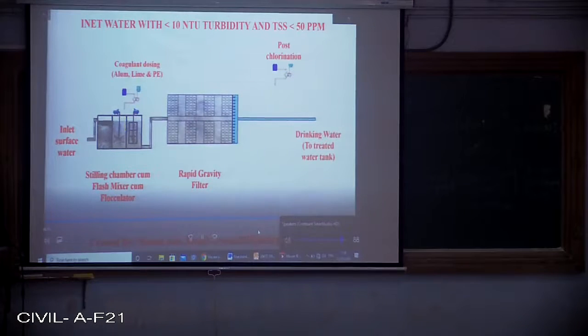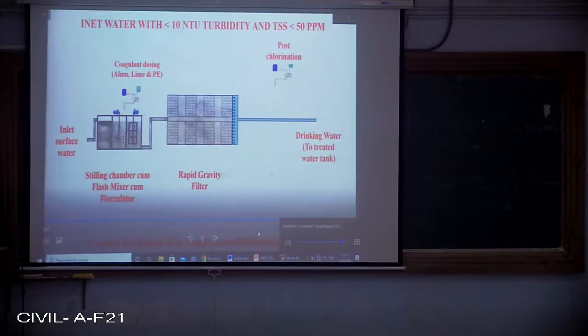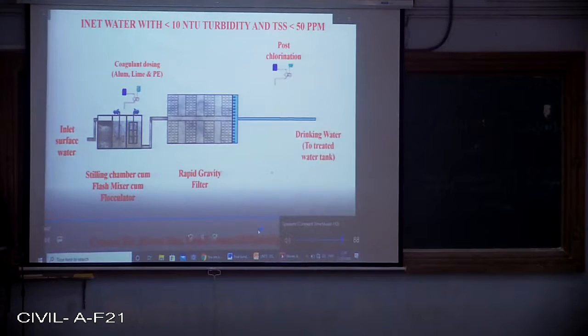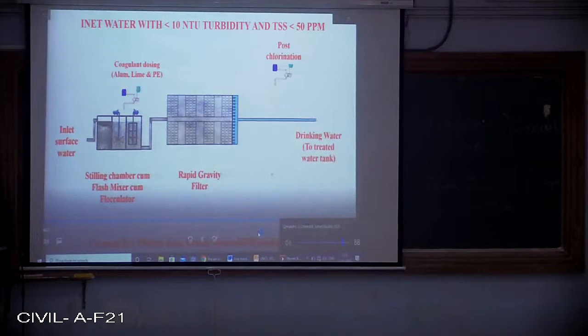Thus, this water will be safe for drinking as it is now free from TSS, turbidity and bacterial infection. Remember here, after the flocculator, we have applied a rapid gravity filter instead of a clarifier because the inlet surface water is of low turbidity and low TSS.